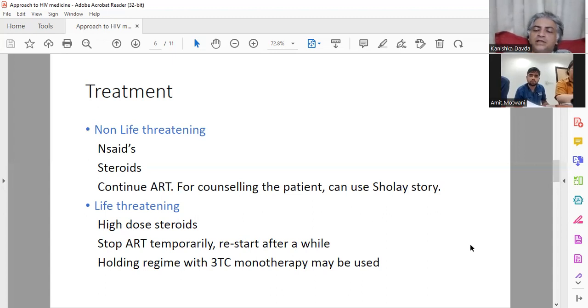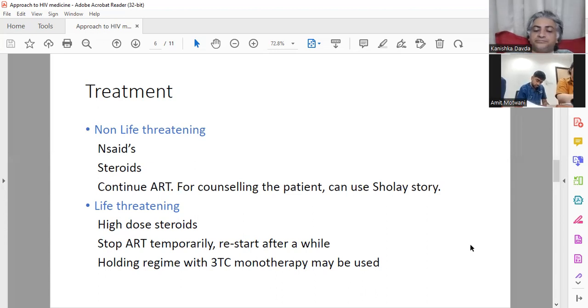ART. After you start the ART, he gets a very bad CNS IRIS. The meningitis gets worse, the exudates get worse, and he gets strokes, he gets a lot of dirty things in the brain. Now, this is a life-threatening IRIS. So in this situation, you may have to give high-dose steroids and you may have to stop the ART temporarily because the ART has caused a life-threatening IRIS.